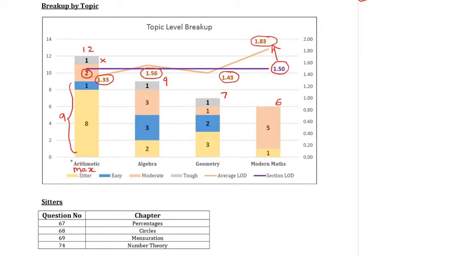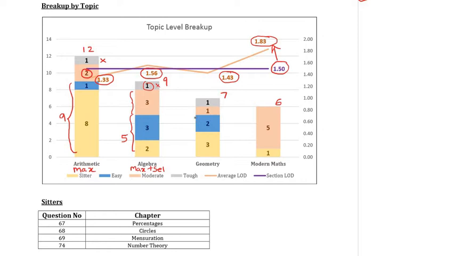Let's contrast this with algebra. Now you can observe this was a far more balanced section. Out of the 9 questions, nearly half or a little more than half were on the easier side with 3 easy and 2 sitters. So 5 out of 9, a little more than half. There was again one tough question, potentially worth skipping. You could have been selective about these 3 moderate questions. So here the combination really would have been to maximize your attempts in the easy questions and then be selective in the moderate questions.